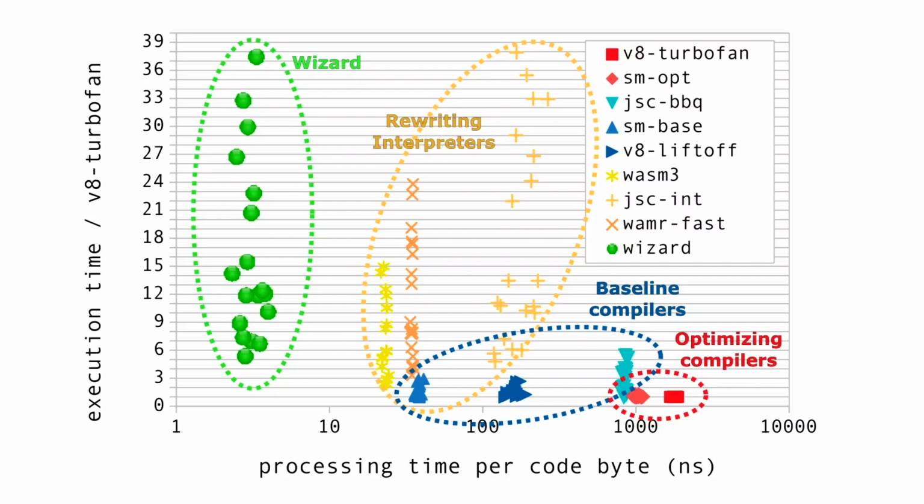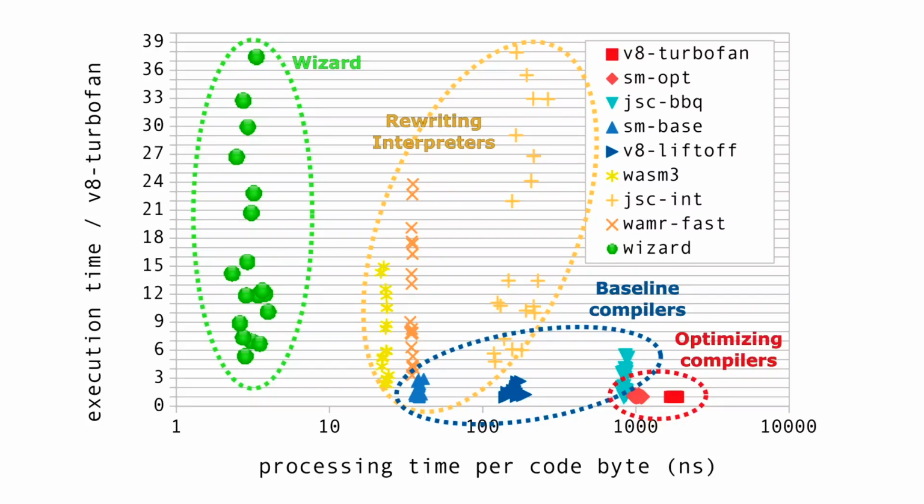All right, so now we see this is a trade-off space, right? So it's not just the execution time. That was just the one dimension that I showed in all those graphs. It's actually the processing time. And so I realized, actually, if I normalize the processing time to how much code you were processing, then you get a comparable thing, right? So this is the processing time per code byte in nanoseconds.